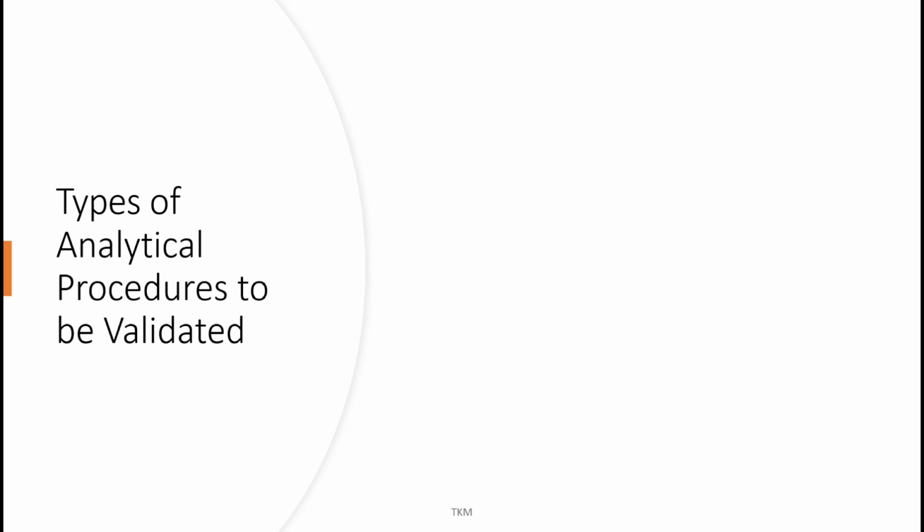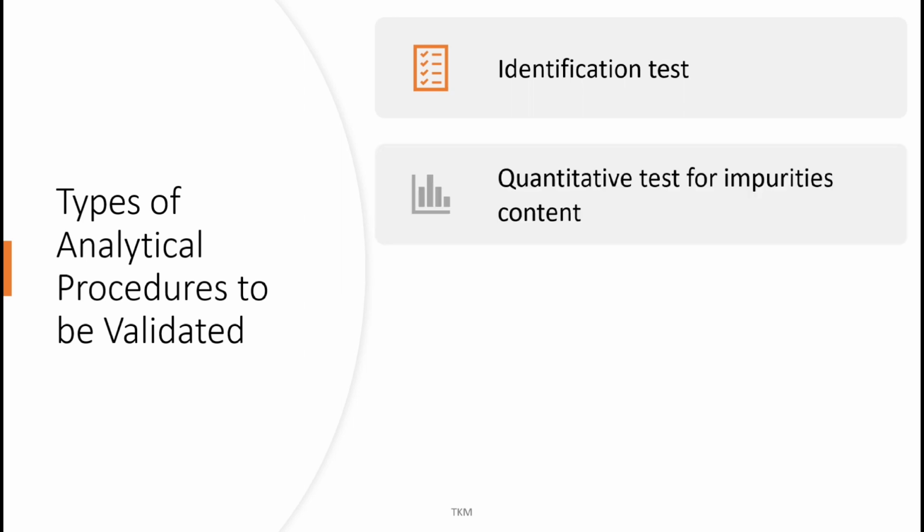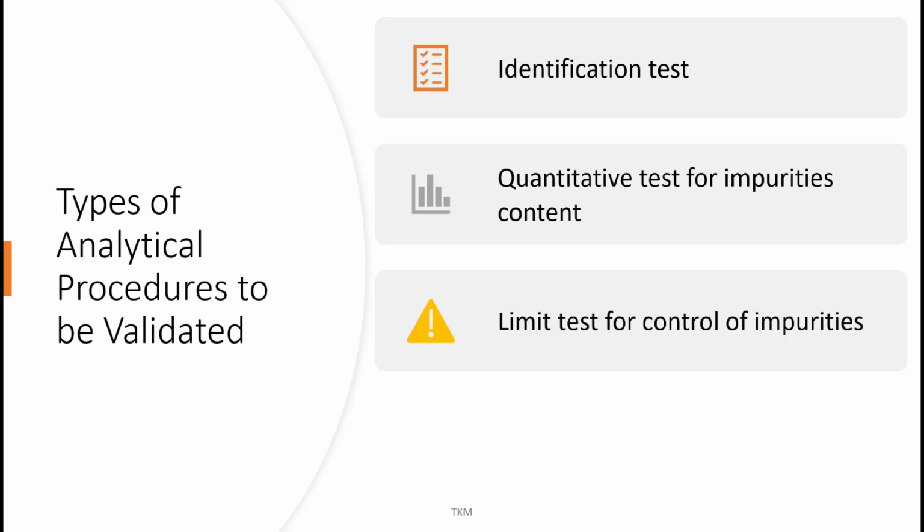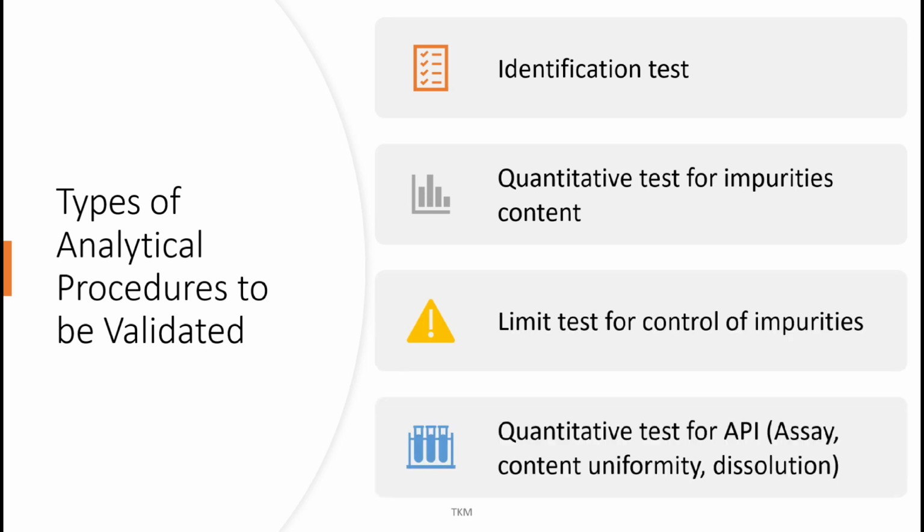There are four types of analytical procedures that need validation: identification tests, quantitative tests for impurities (the content of impurities), limit tests for control of impurities, and quantitative tests for API, like assay, content uniformity, and dissolution studies. So these are the analytical procedures that need to be validated.